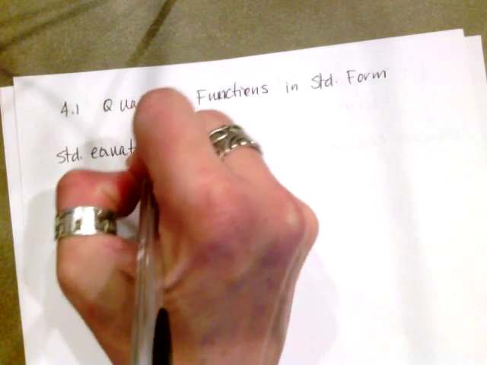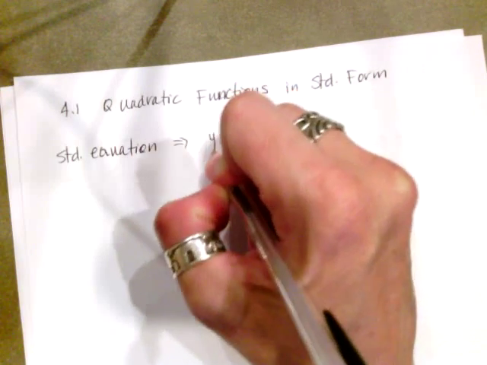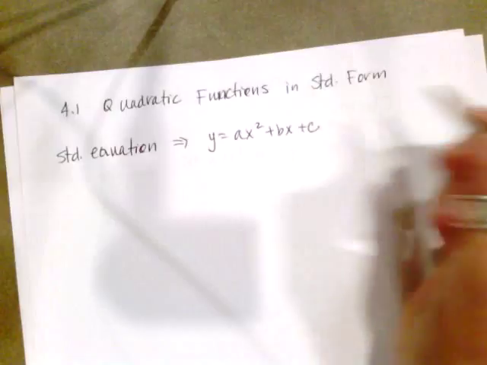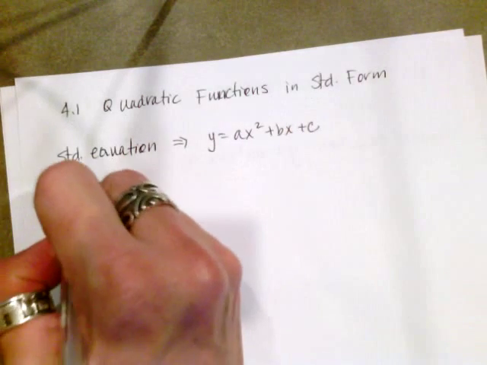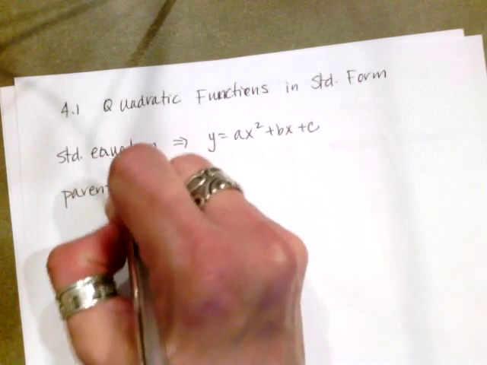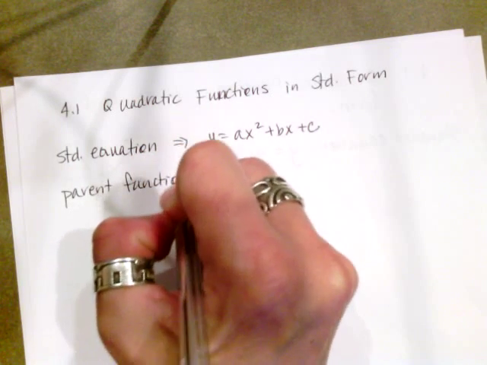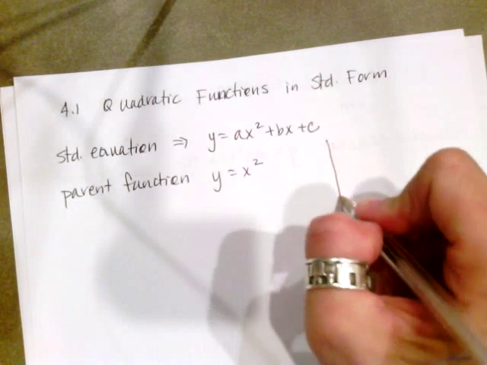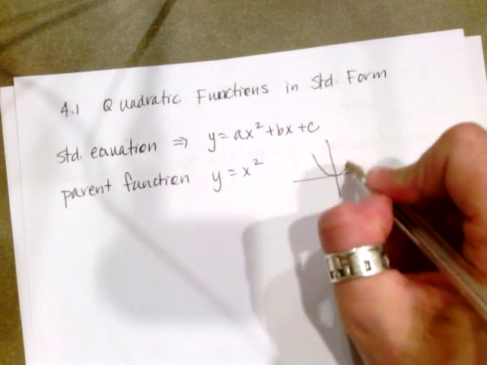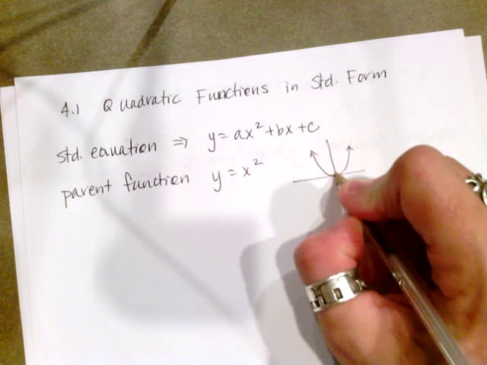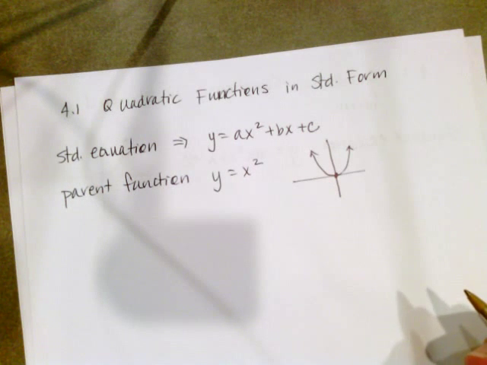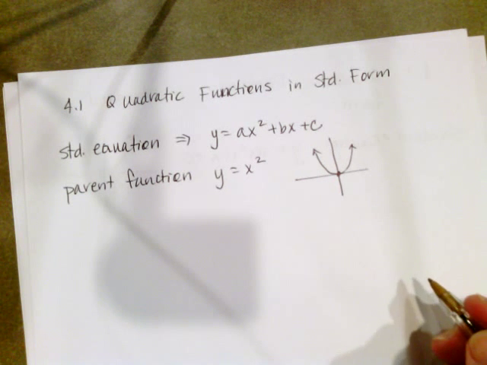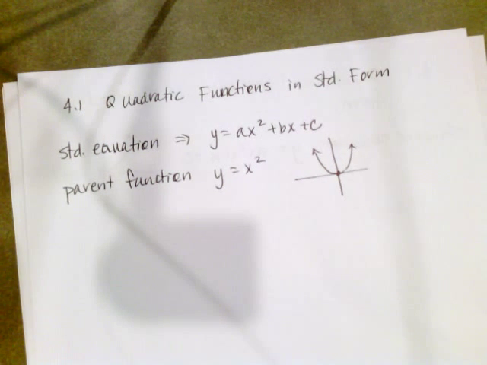is going to be y is equal to ax squared plus bx plus c. And if you'll remember, the parent function is going to be y is equal to x squared. And that is a parabola that's pointing up with its vertex at the origin. So we're going to spend some time talking about the characteristics and how they change.